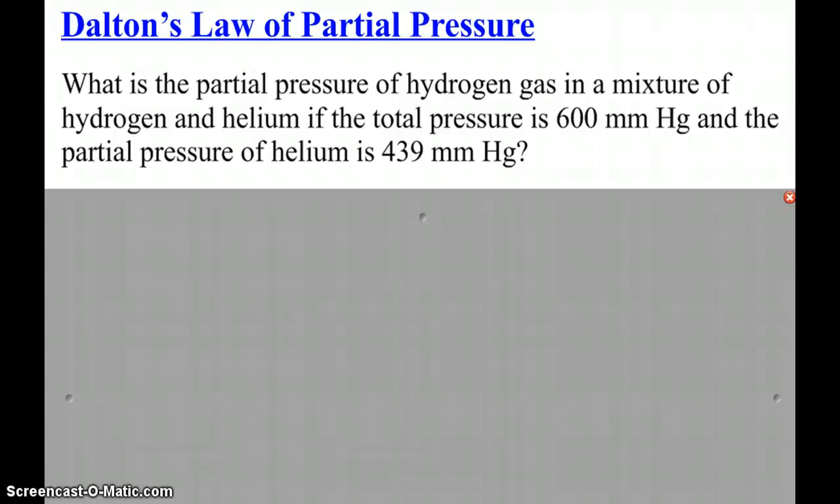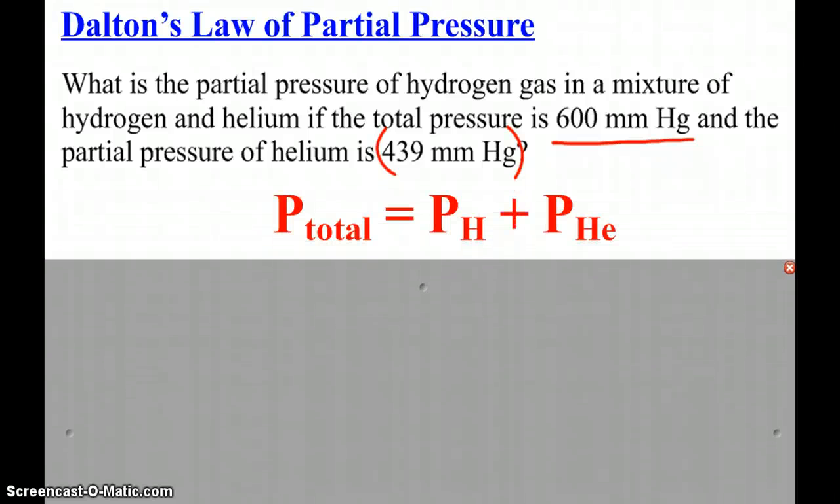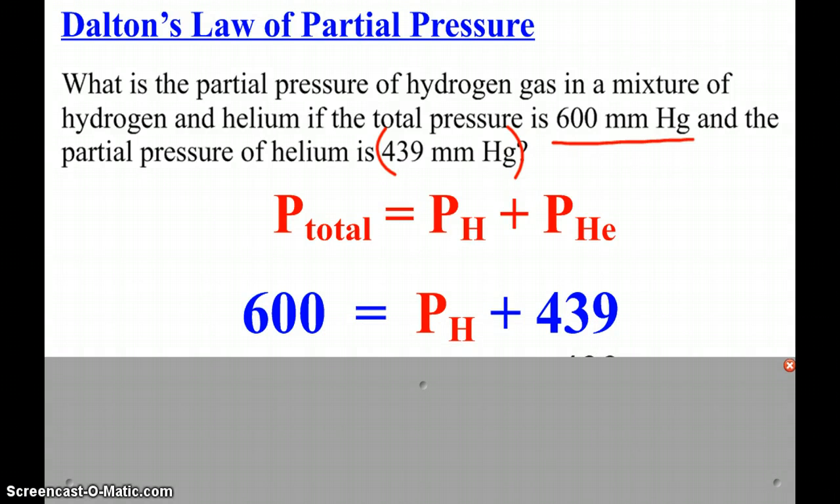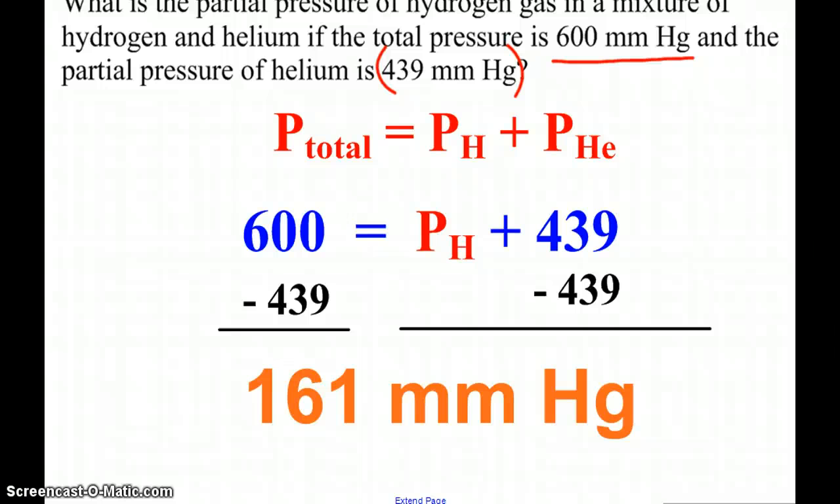So here we have our first sample problem, practice problem number 4 from page 409. What is the partial pressure of hydrogen gas if you've got a mixture of hydrogen and helium whose total pressure is 600 millimeters of mercury? And it tells us that 439 millimeters of mercury of the total is the pressure of helium. So simply put, the total pressure is the pressure of hydrogen plus the pressure of helium. We know the total pressure, we know the pressure of helium, so we just have to subtract, and that tells us the pressure that comes from hydrogen.